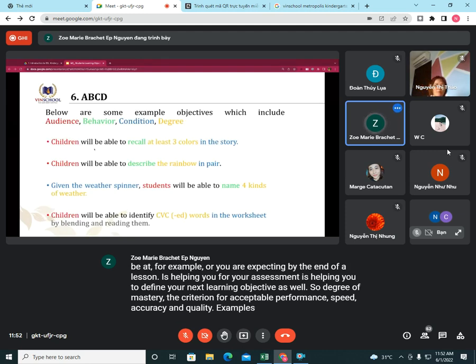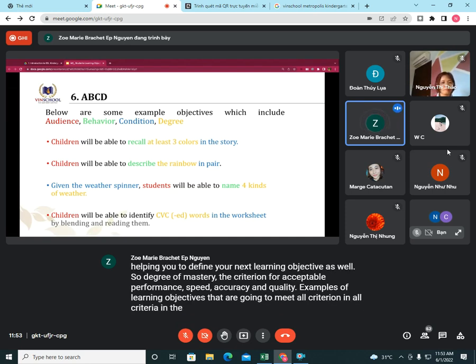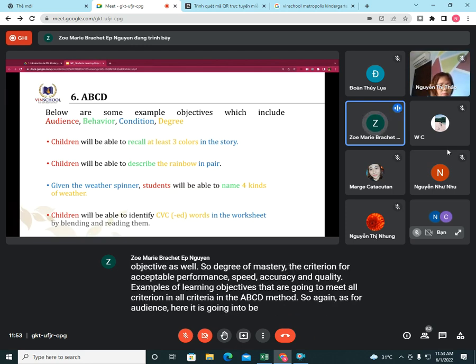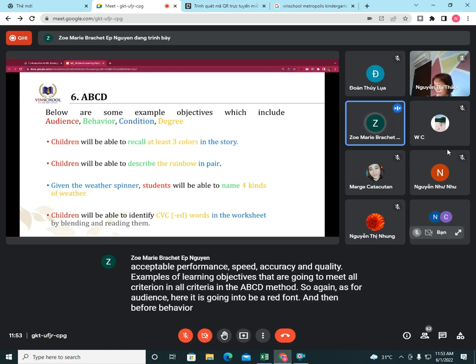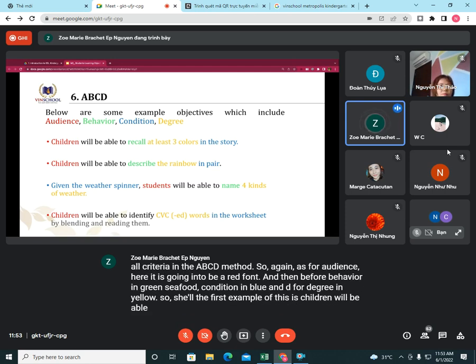Examples of learning objectives that are going to meet all criteria in the ABCD method. So again, A is for audience. Here it is going to be a red font, and then B for behavior in green, C for condition in blue, and D for degree in yellow. So the first example of this is children will be able to recall at least 3 colors in the story.